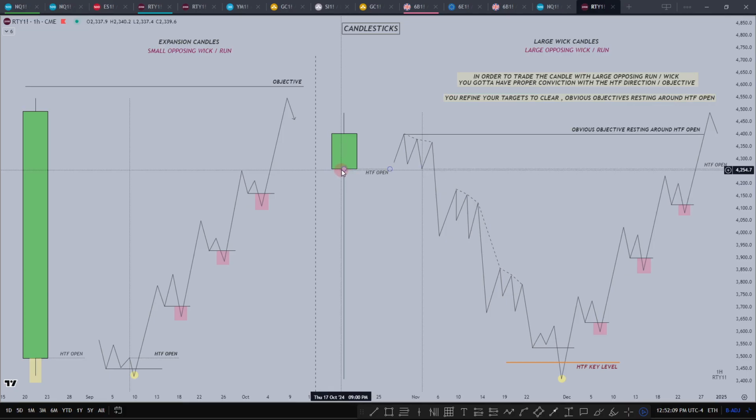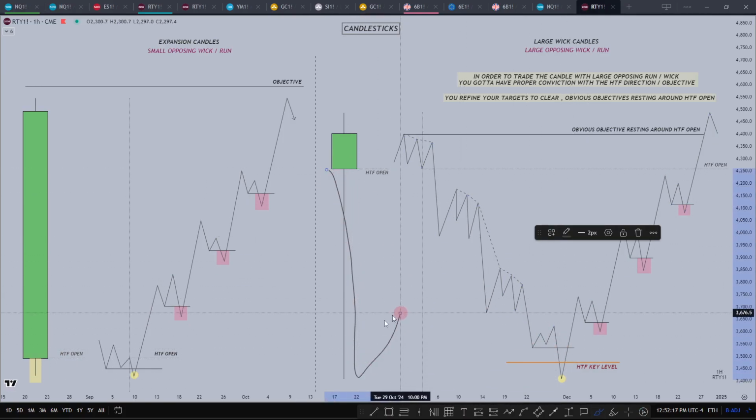This is the opening price here. When price forms open low and starts to displace away after hitting a key level, you want to frame your positions to the objectives resting around this opening price.